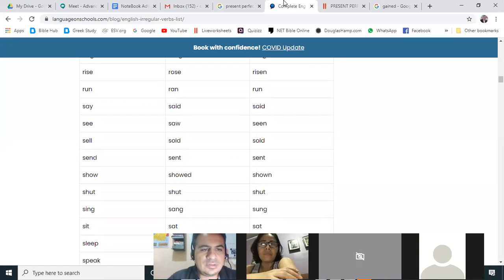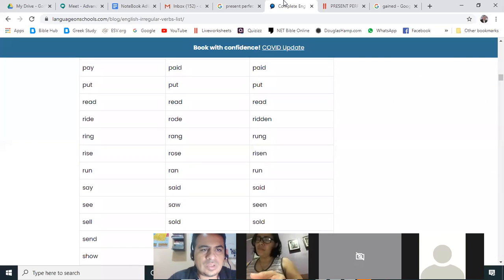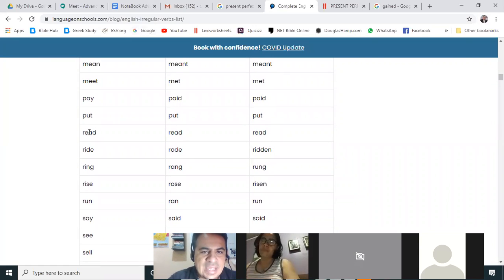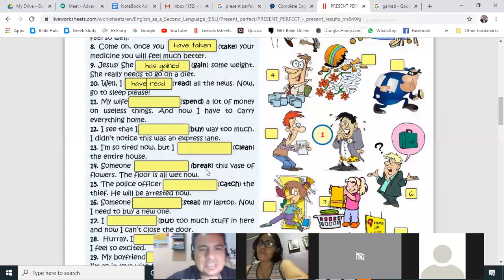Read is the same for all the verbs. Read, read, read. The only thing here, there's a different pronunciation. Why? I don't know. I read that book already. You have to read this book. It's really good. I read that book already. So it's the same.